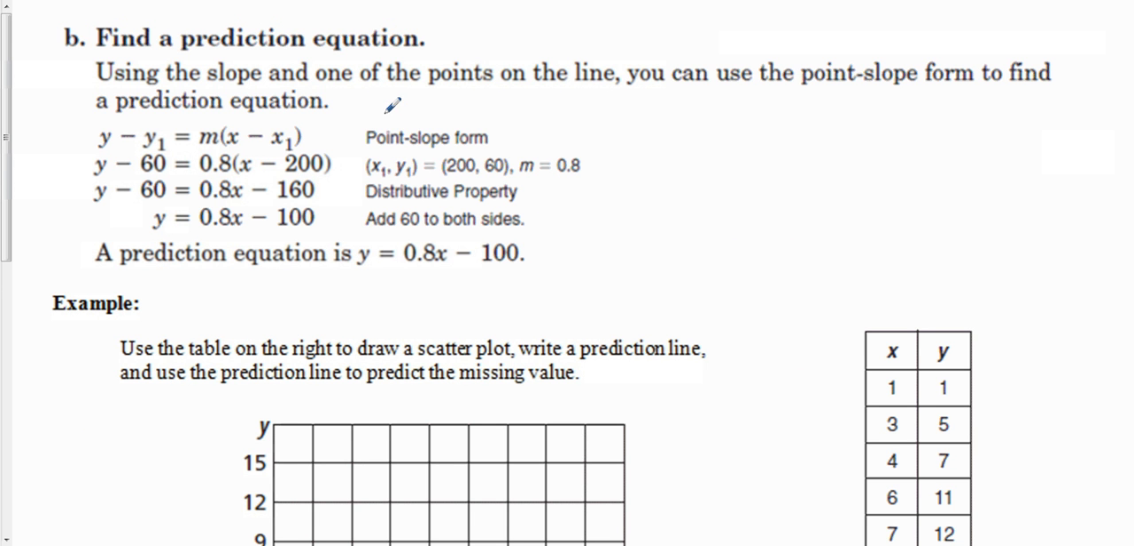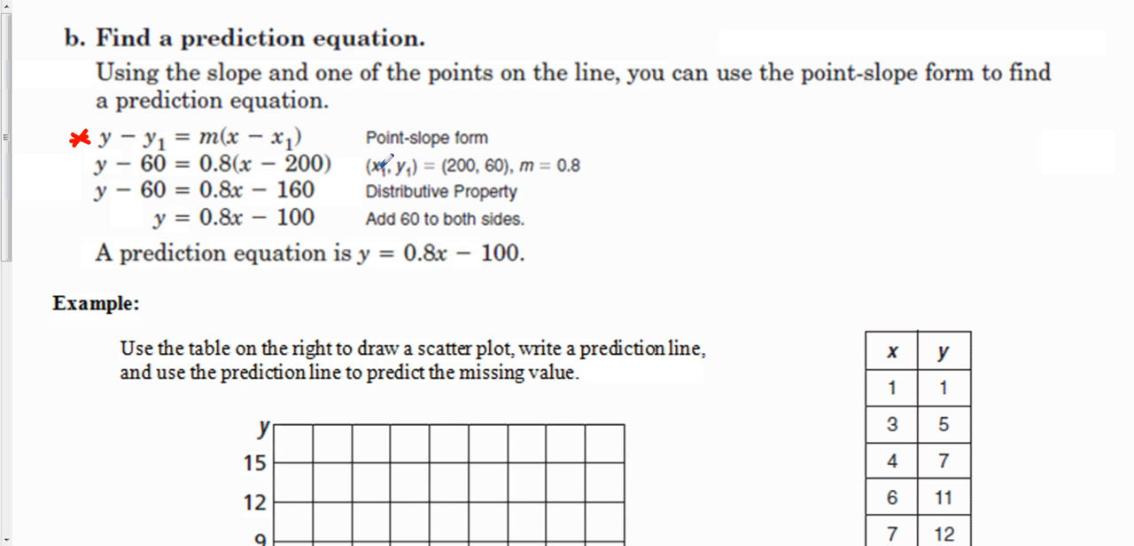So we just looked at how to find the m, or the slope. Let's look at how to find the whole equation. Using the slope and one of the points on your line, you can use the point-slope form to find a prediction equation. So again, back to our linear equations unit here, y minus y1 equals m times this whole amount, x minus x1. This is the point-slope form of the equation.